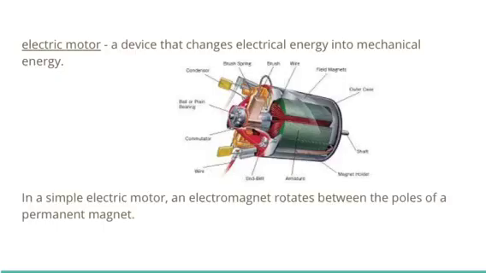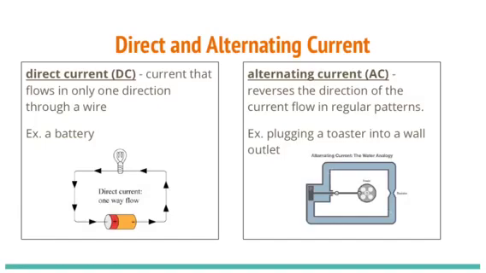Lastly here, we're going to discuss the difference between direct and alternating current. Direct current, DC, is current that flows in only one direction through a wire. An example of direct current is current that's produced by a battery power source. If you have a battery, all of the electrical current is going to flow in one direction.